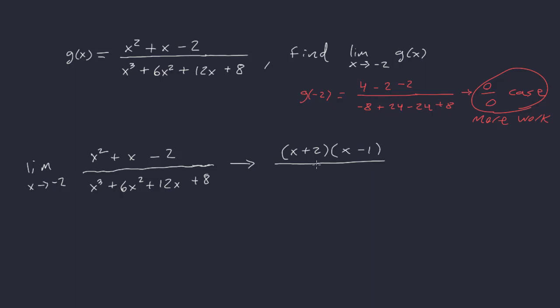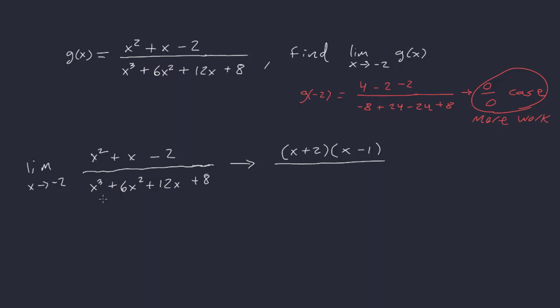And I'll give you a hint here. Whenever you're trying to factor things in a limit that gives you 0 over 0, if the limit's going to negative 2 and it gives you 0 over 0, x plus 2 or something like that is going to be one of the factors. It should be, because when you plug negative 2 in, it's going to give you 0. Now this bottom one's a little trickier.